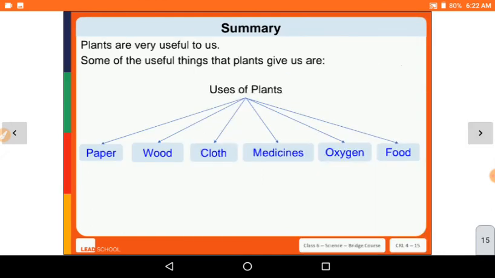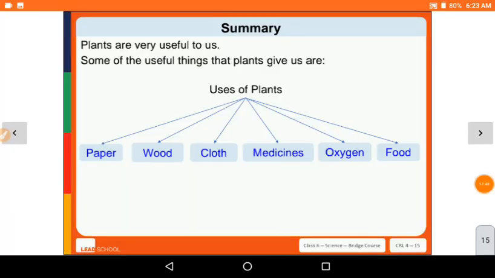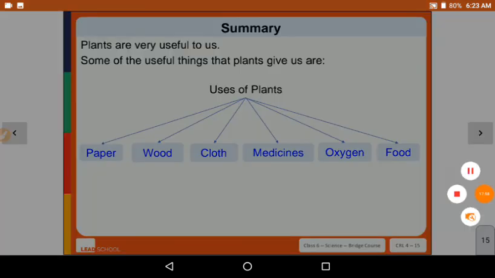So plants are very useful to us. Some of the useful things that plants give are paper, wood, cloth, medicine, oxygen, food, and many things. They not only give paper, wood, cloth, medicine, or food, but they also give us the most important part, oxygen, from which we can live and breathe.